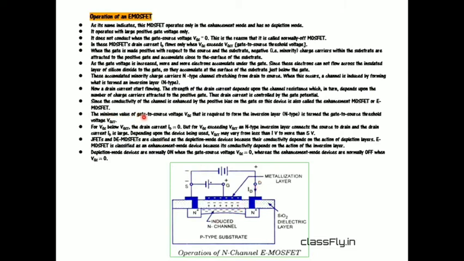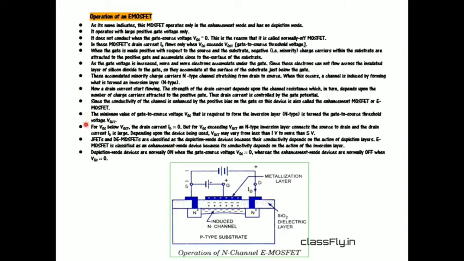The minimum value of the gate to source voltage that is required to form this inversion is termed the gate to source threshold voltage. I told you, when this induced N channel starts forming, at that minimum value will be the threshold voltage. So when VGS is more than VGST, at that point of time the drain current will flow.